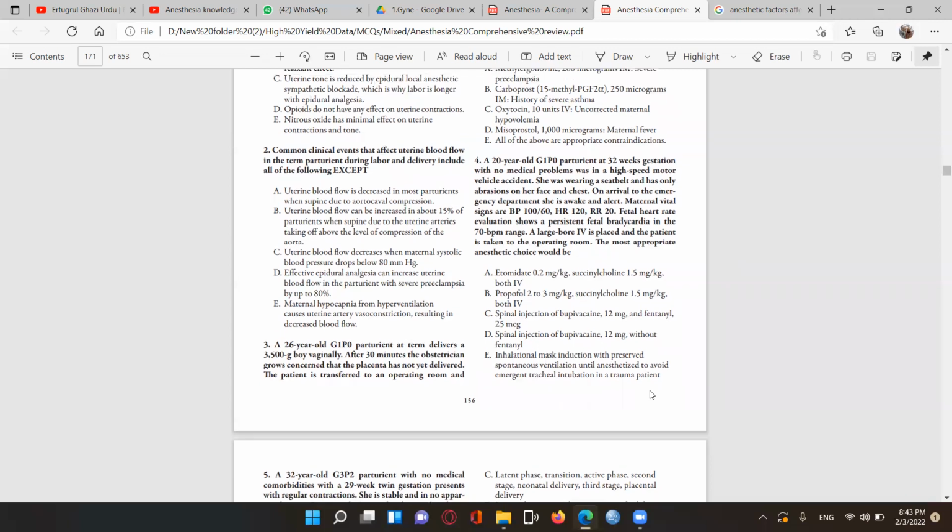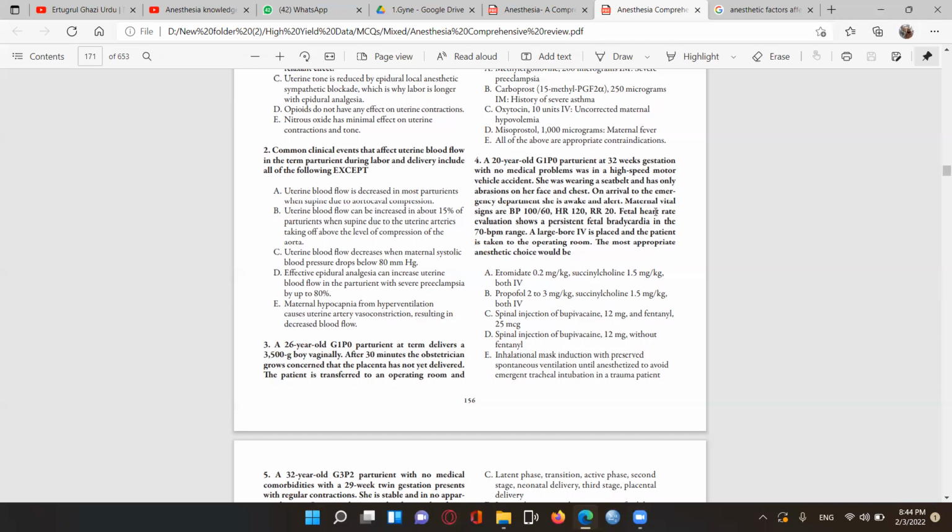Okay. So I think spinal will be out. So these 2 things are out. Okay. Inhalational mask induction. Sorry. Even propofol will be out. Yes, propofol we will come back to. So why are you refusing to give spinal? The patient is already in shock. Already in shock. This is one reason, and there is another reason. That is fetal bradycardia. You don't have time.